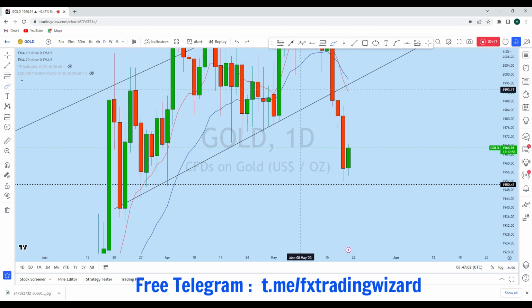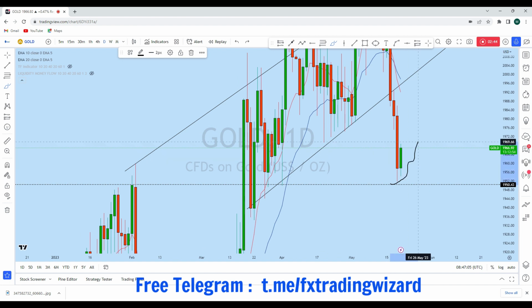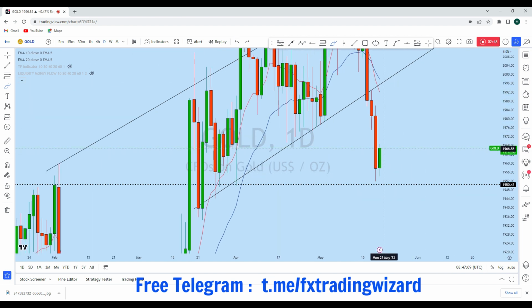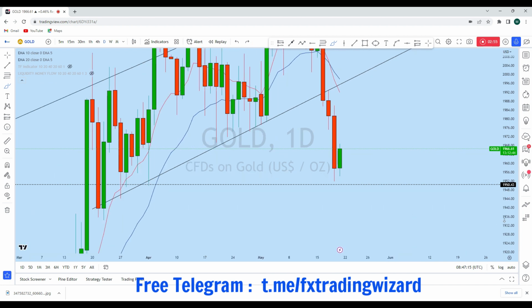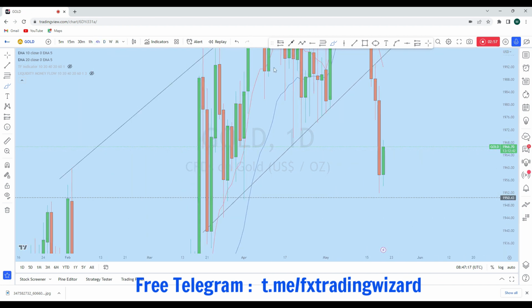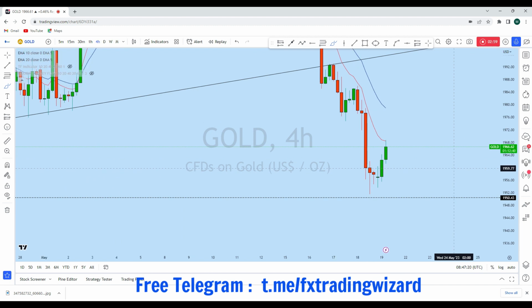I think that either by respecting this level we could see the daily candle going to the upside, or later during the news we might see a spike down, and then gold reversing back to the upside. So let's see which one is likely to happen and how we can find a trading opportunity.